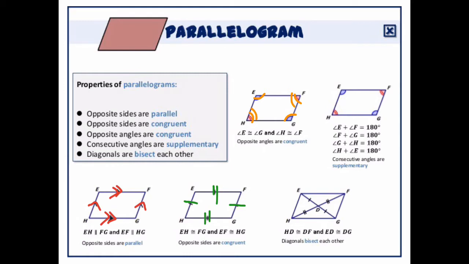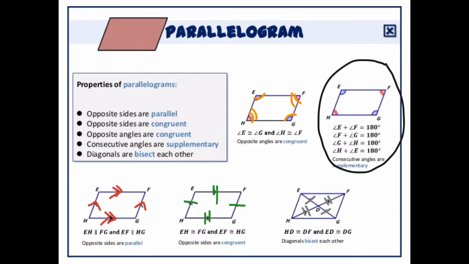Our next property is that consecutive angles are supplementary. So what that means is that over here, if you add a blue angle with a red angle, which are consecutive to each other or next to each other, they will always add up to 180 degrees. And then last, but certainly not least, in a parallelogram, the diagonals bisect each other. So you can see that down here as this diagonal is cut into two equal pieces, and this diagonal is cut into two equal pieces.